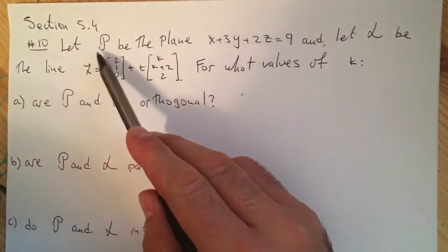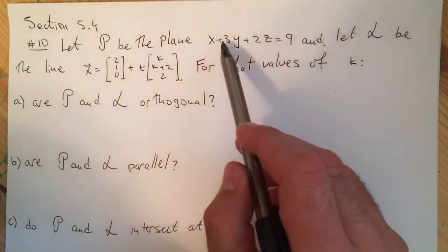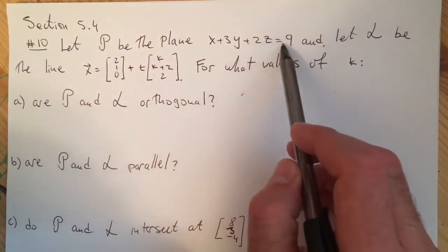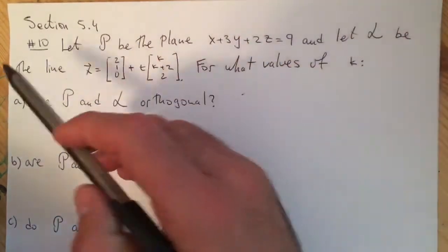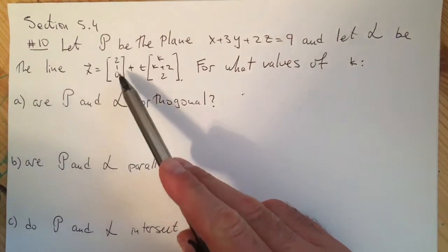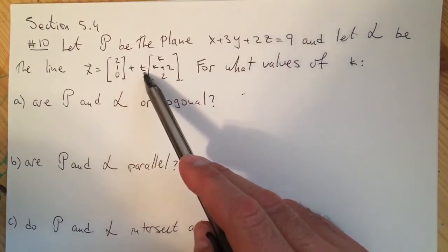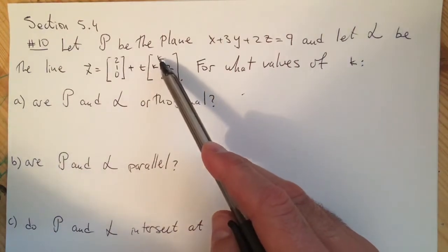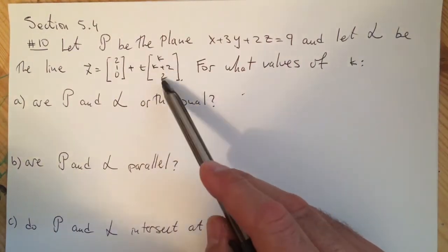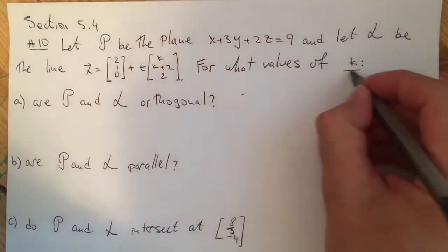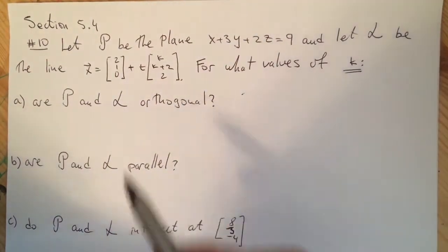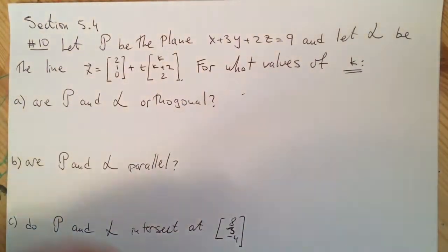It says let P be defined as the plane x plus 3y plus 2z is equal to 9, and let L be the line defined as (x, y, z) is equal to (2, 1, 0) plus the parameter t times (k, k plus 2, 2). And then we have to find the values of k such that the given condition is satisfied right here.